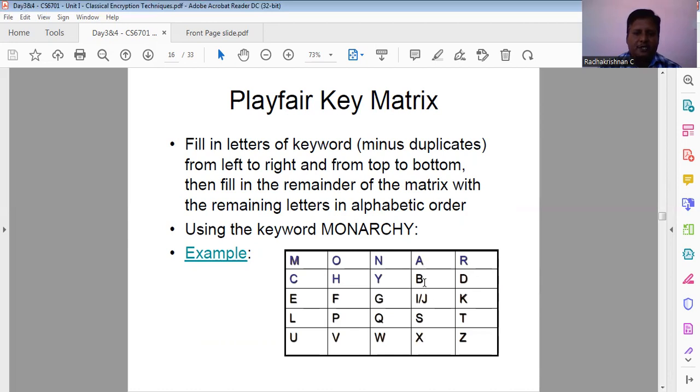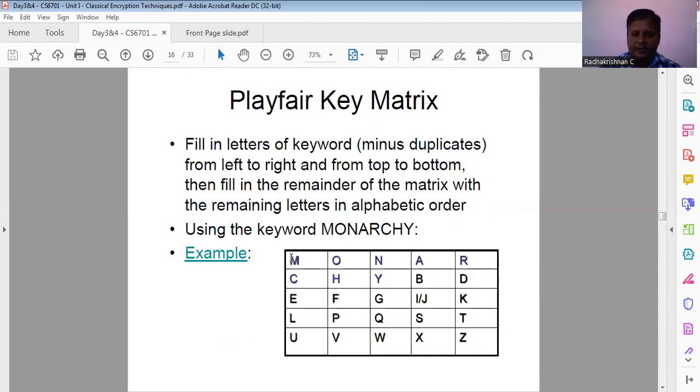A is available, so we start with B. C is available, so D, E, F, G, H; H is already present. I and J have the same priority, then K, L, M. N is already in the keyword, O is already in the keyword. Then P, Q, R, already present. S, T, U, V, W, X, Y is present, now Z. So all the characters will be present in this matrix.